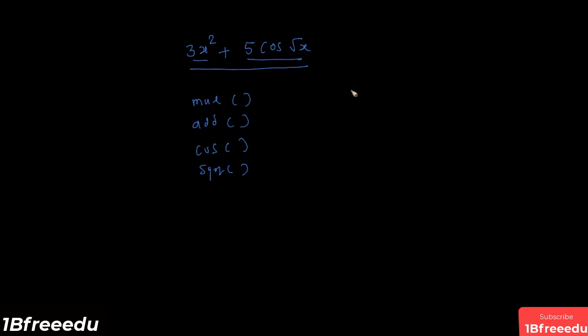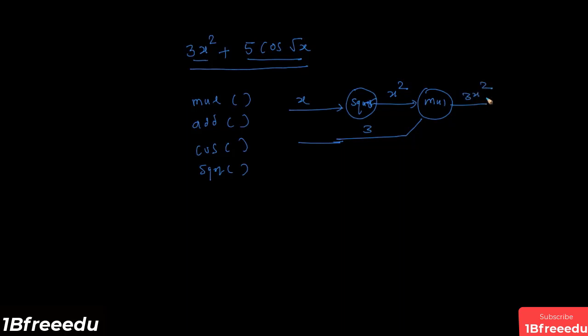Let's say we have this neuron. To this neuron I input x. So this neuron performs a square operation. So the output of this neuron will be x square, right? Now I will have a multiplication unit. So for this multiplication unit, one input is x square, the other input is 3. So this will produce output as 3x square.